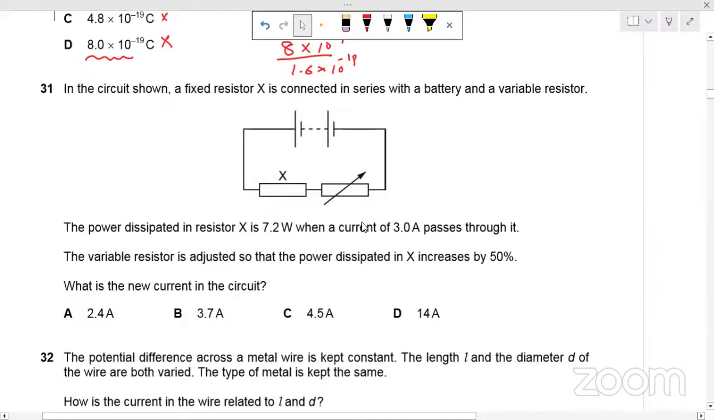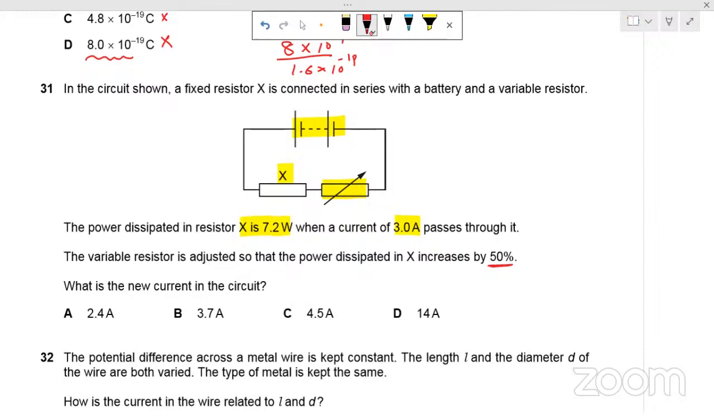In the circuit shown, a fixed resistor X is connected in series with a battery and a variable resistor. So what do we have? We have a battery, a fixed resistor and a variable resistor. These two resistors are connected in series. The power dissipated in resistor X is 7.2 watt when current is 3.0 ampere. The variable resistor is adjusted so that its power dissipated is increased by 50%. What is the new current in that circuit?